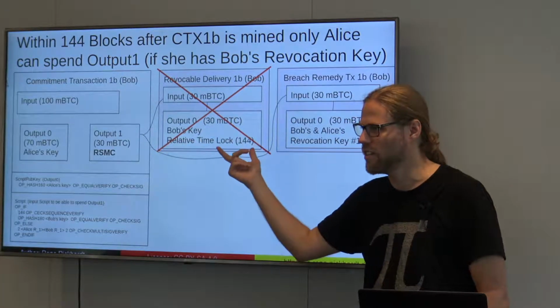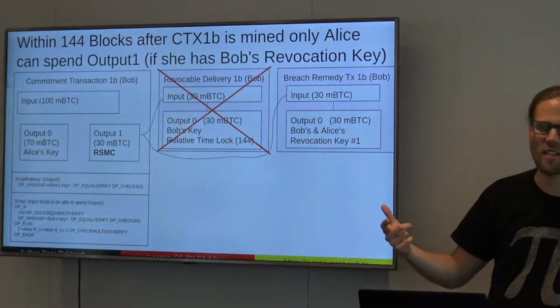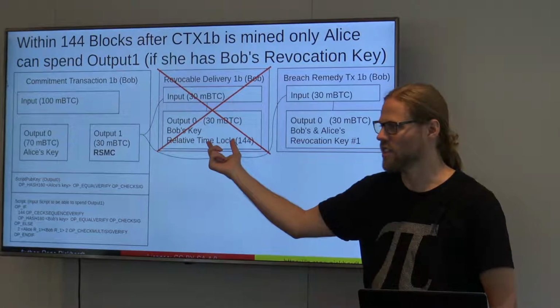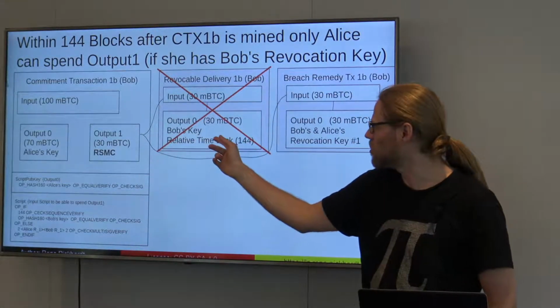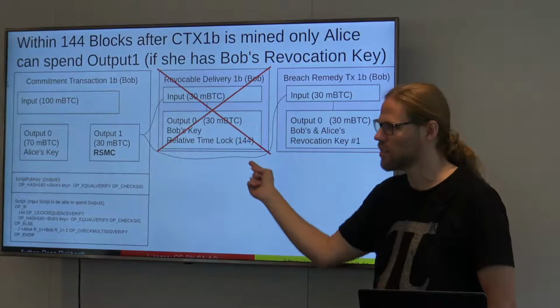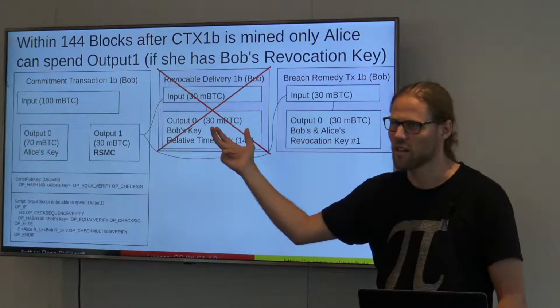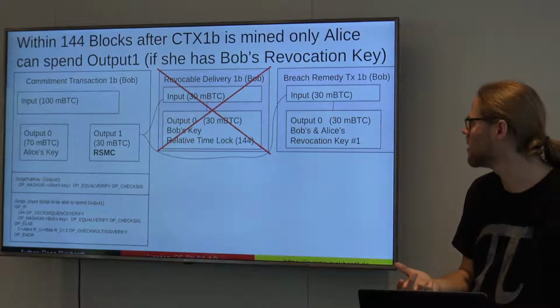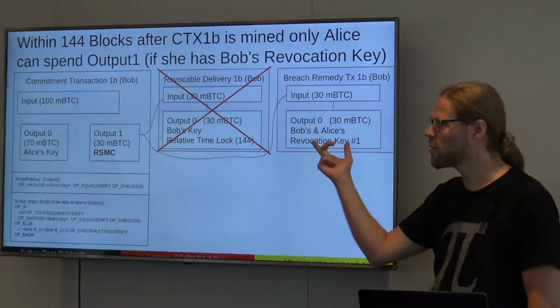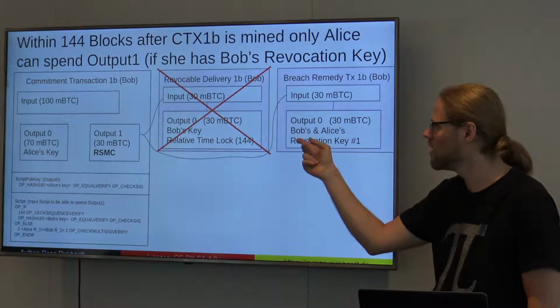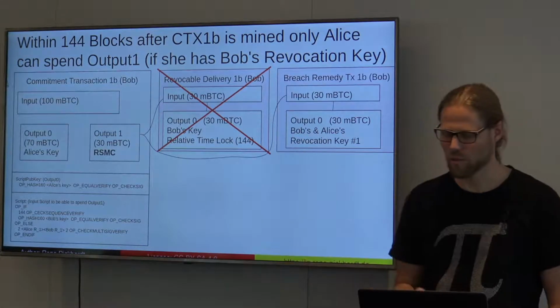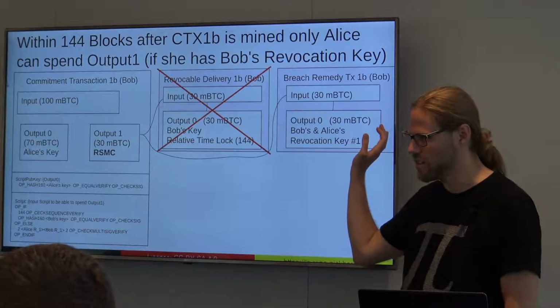There's this time lock, right, that prevents Bob from actually spending this output, right? I mean, the script is there, but Bob with a new transaction cannot use this output because the Bitcoin network will prohibit this. Alice, however, if she for some reason has Bob's key, she could do this. And Bob does not have Alice's key. Right?